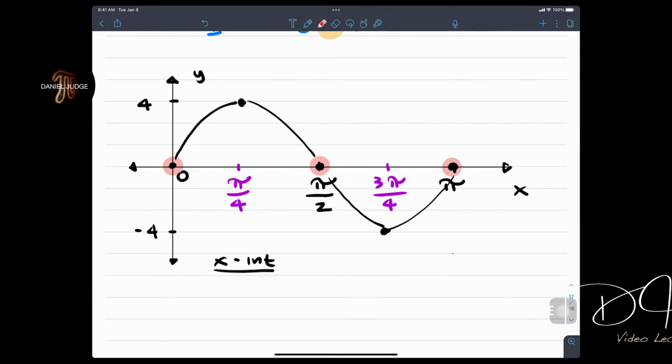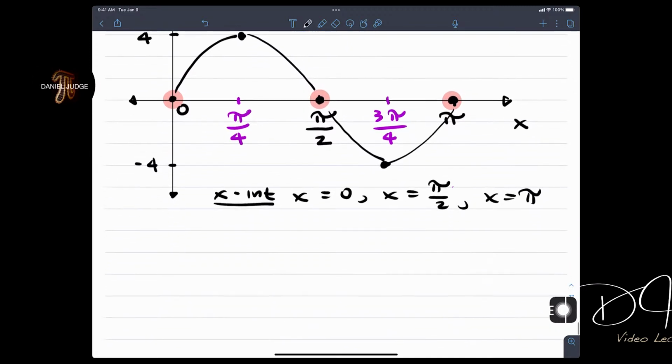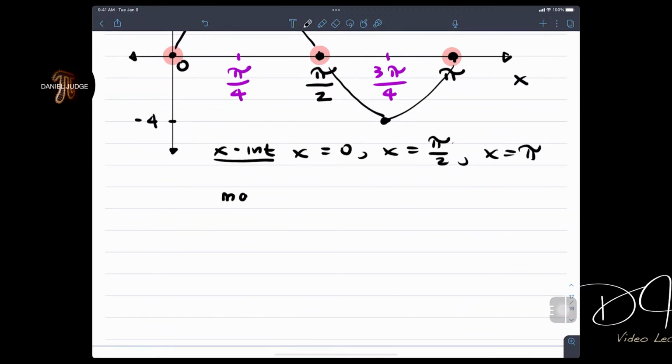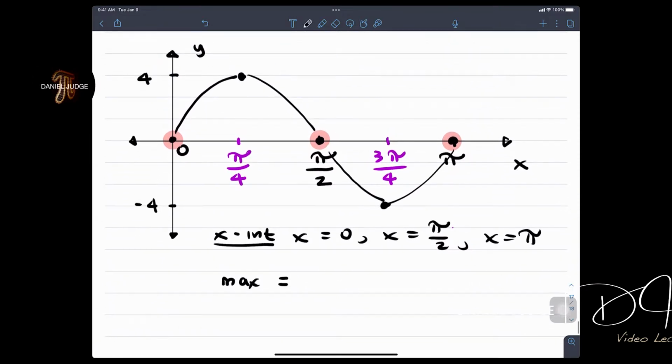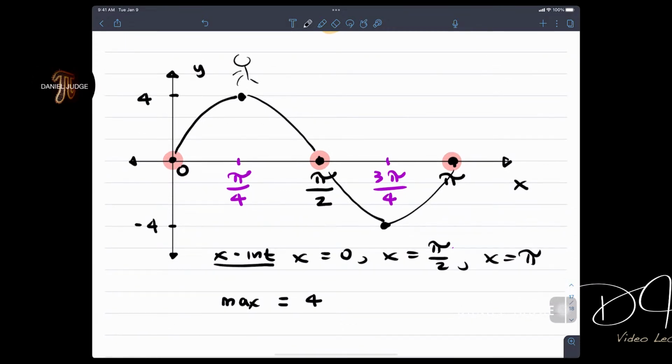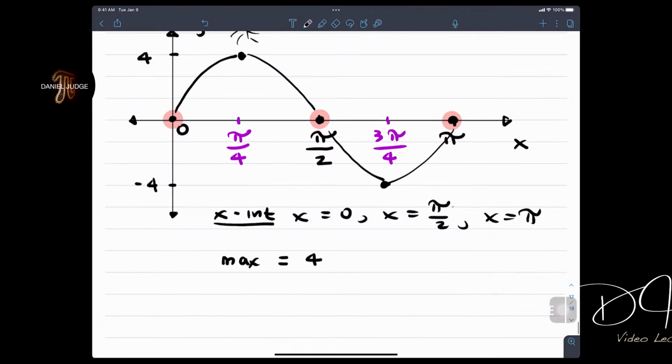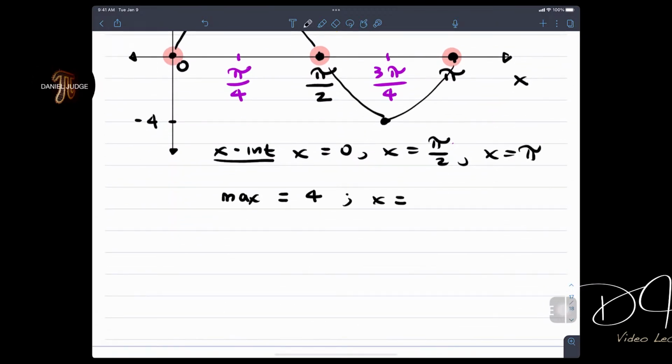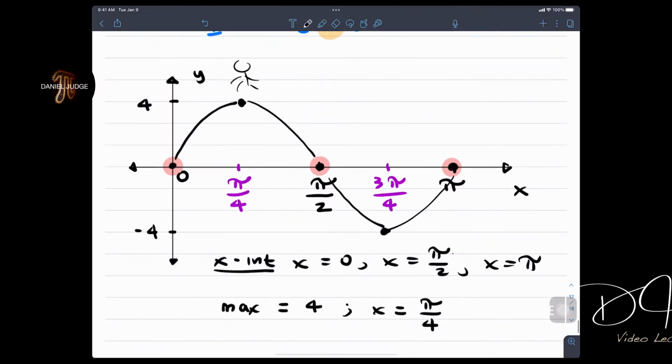Okay, so when you cross the x-axis, that's where the curve crosses the x-axis. It happens when x is 0, x is pi over 2, x is pi. The maximum values, the highest value of sine is 4. And you say, where does that happen? Well, it happens only in one location. If this helps you, put that person up there, guy or girl. X is pi over 4. That's where it happens. That's the corresponding x value that it happens. But the maximum value is 4.